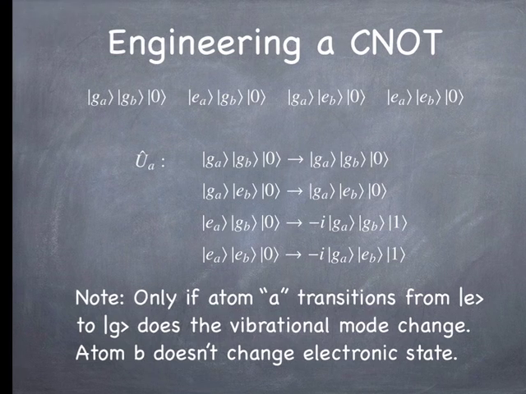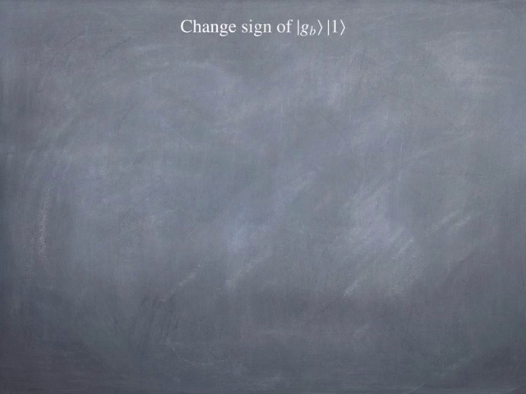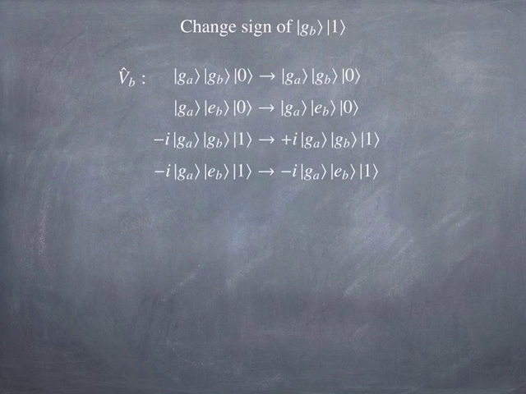Okay, now let's imagine another laser pulse, and all this thing does is it changes the sign of ion B. So the idea is, this is a laser pulse that acts only on ion B, and let's see what it does. It only works if the vibrational state is n equals 1. By picking the wavelength and the timing of the laser pulse exactly right, and we'll get into this a little bit more next time, you can set up a situation where if the vibrational state is 0, nothing happens, but if the vibrational state is 1, then you get a phase change, but only if atom B is in the ground state. If it's in the excited state, nothing happens. If it's in the ground state, you get a minus 1.